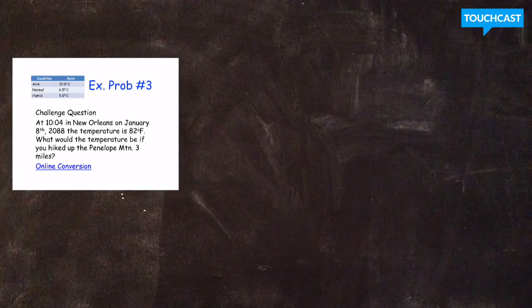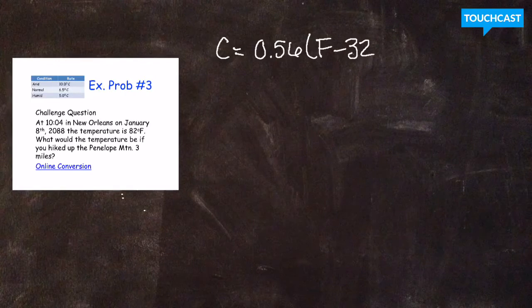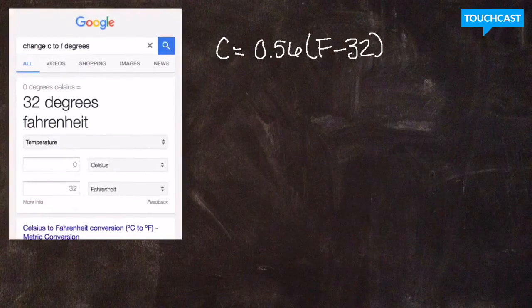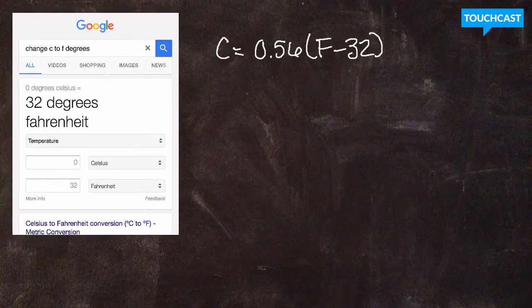So you should already notice some problems in that you have Fahrenheit and miles. So you have to do just some dimensional analysis and some conversion. So let's start with temperature. We could use the handy dandy formula C equals 0.56 times Fahrenheit minus 32. Or we could go online and punch in.